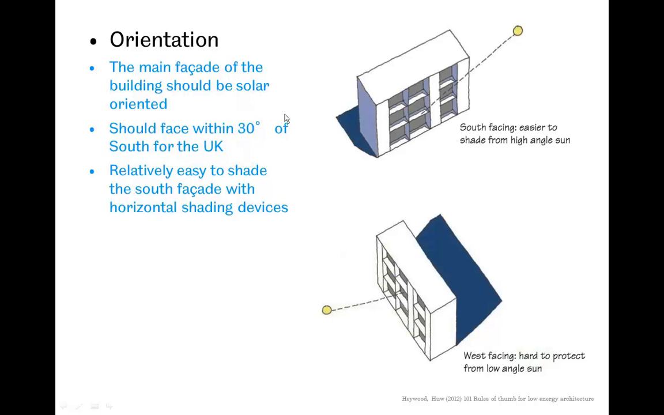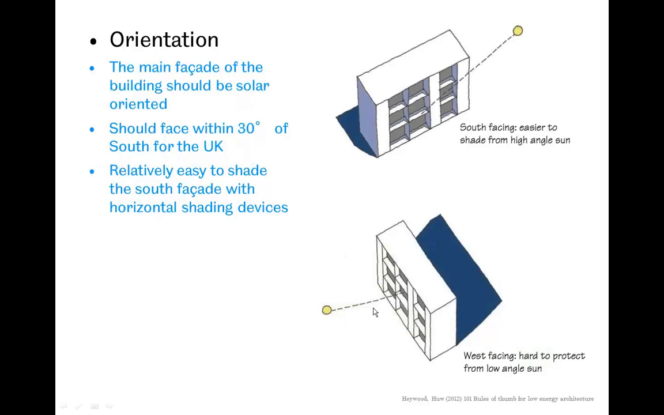The main facade of the building should be solar oriented. It's very important that you consider the orientation of your building. In the UK and in Northern Europe, you typically face your building so that the main facade is within 30 degrees of south. The reason for this is that it's then very easy to shade that higher south-facing sun. So horizontal louvers will easily shade that hot sun.